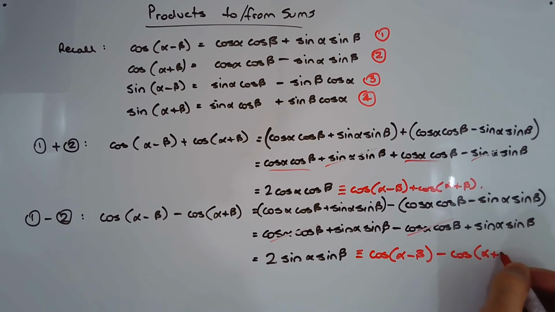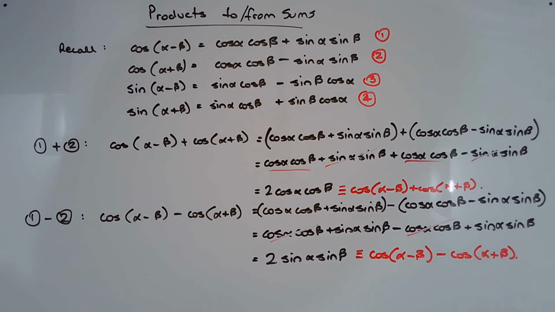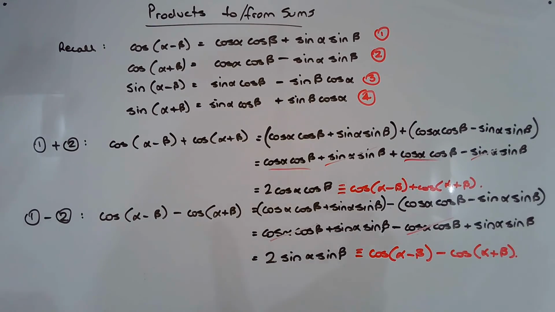alpha plus beta. So I guess one way to remember this is anytime you see a sine alpha sine beta, or two trig ratios, the same ratios being multiplied together, whether it's sine sine or cos cos, you could express it as a sum or a difference of cosines involving compound angles.